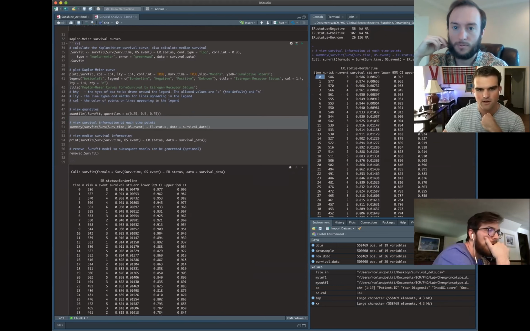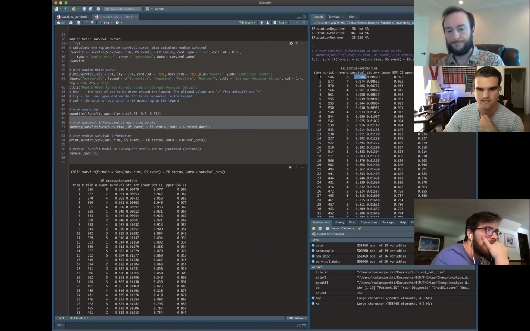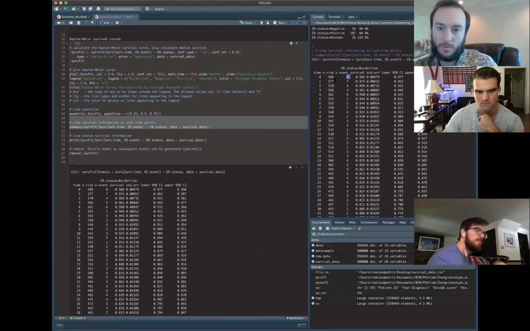So at time 0, there were 586 persons in the study who had ER status borderline, okay? At that time frame, there were 8 persons that died. So 586 that were at risk, 8 died, that gave a 98.6% survival, okay? And then you can see how it drops down to month 2. Now we have 586 minus the 8 people that died. So in our population, we have 577 that reached month 1. And at that month 1 mark, 7 died, okay?